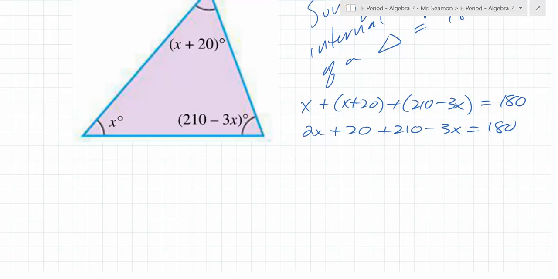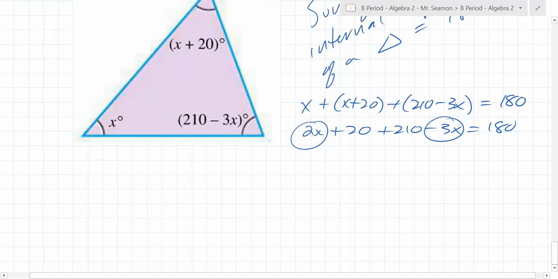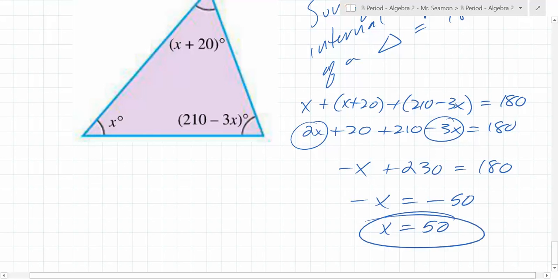How many x's do I have on the left? Two. Nope. How many x's do I have? Negative x. I have negative one of them. Plus 230. Equals 180. What do I subtract from both sides? So you get negative x is equal to negative what? 50. So x is equal to? 50.